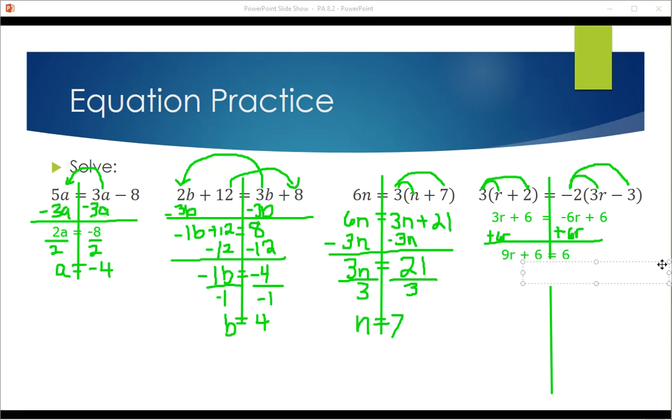Then the 6 is positive, so I'm going to subtract 6 from both sides, which should give me 9r is equal to 0, because 6 minus 6 is 0. But that's okay. I'm going to divide by 9 on each side. 0 divided by 9 would give me r is equal to 0. And that's my final answer for this problem.